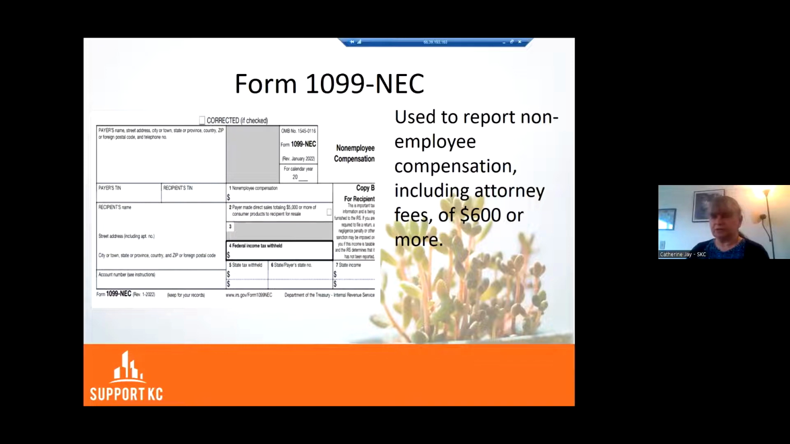And in 2022, the only change that they made to the form was they removed the year from this form. So it doesn't print on here as 2022 non-employee compensation. It reports as a fillable field on the form now. That way they don't have to come out with new forms every year. They're just going to use the same form and update it as needed.